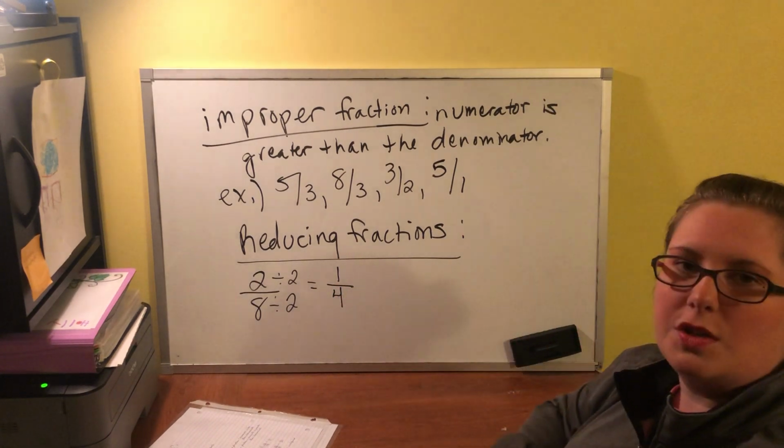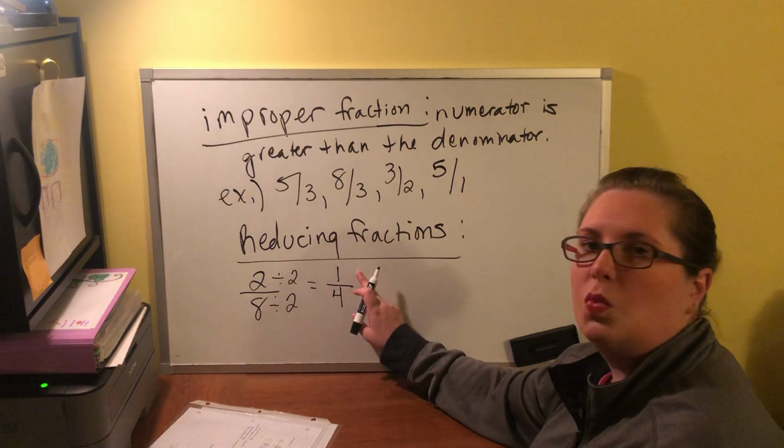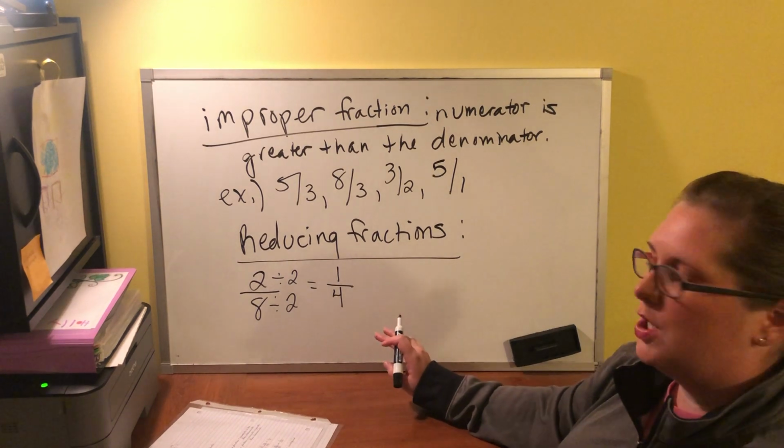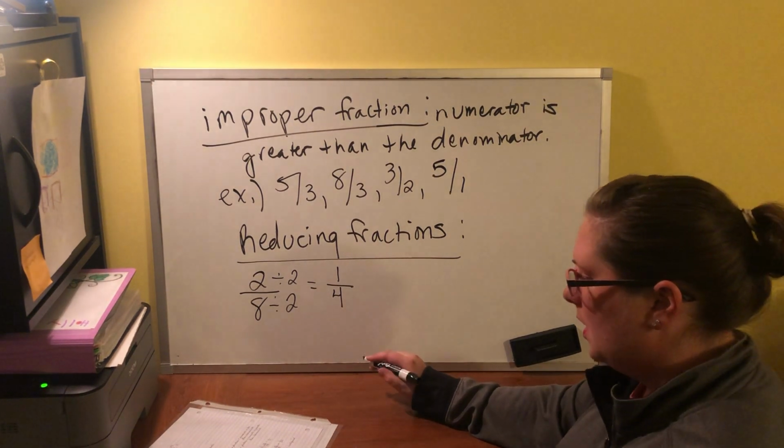So 1 over 4 is our final answer, right? Nothing goes into 1 and 4 except 1, which doesn't change our answer, okay?